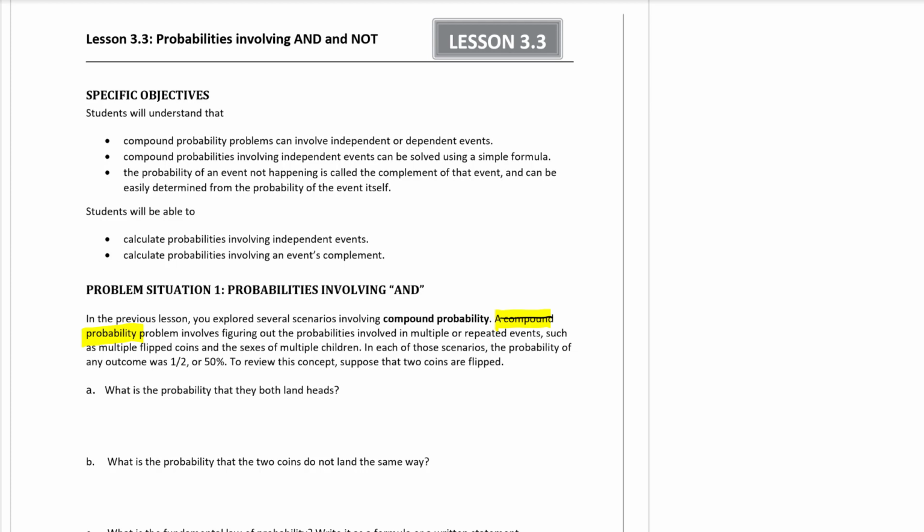Suppose two coins are flipped. What is the probability that both land heads? Can we review that? I'll give you a moment.